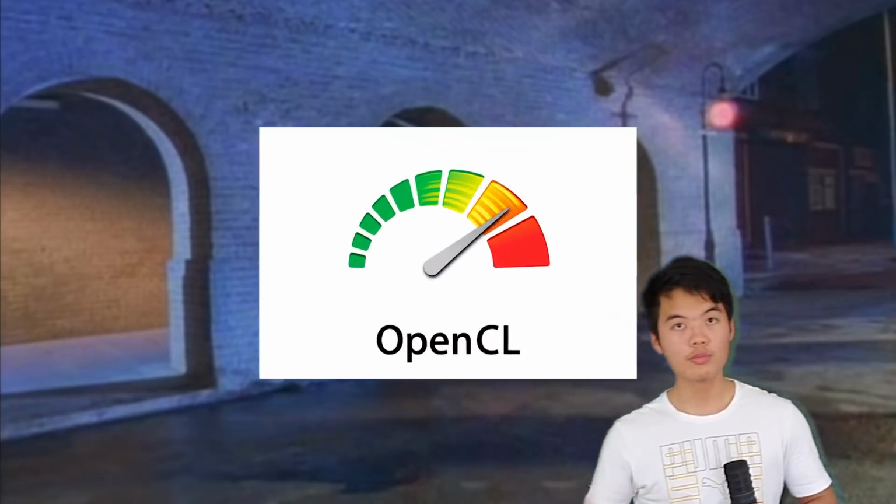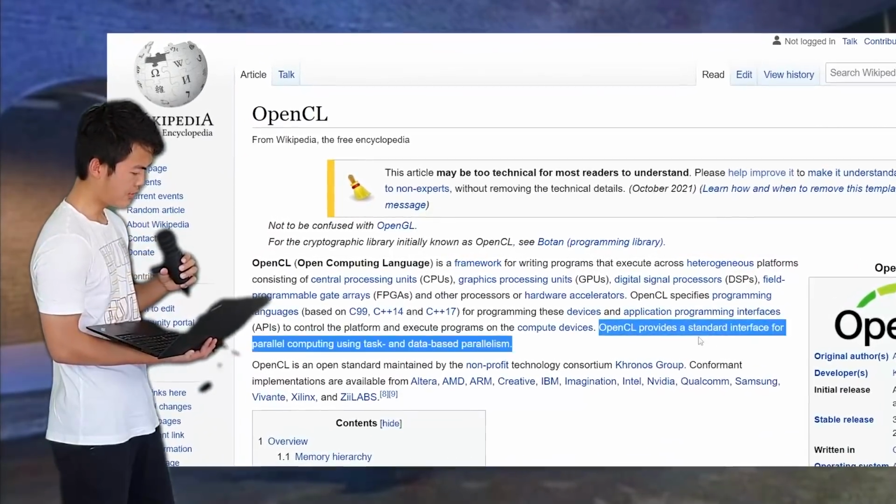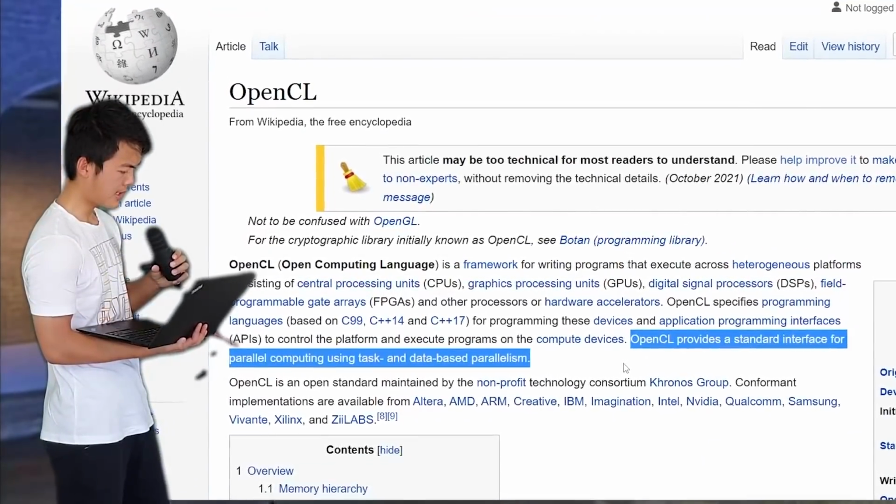We can do that in OpenCL because OpenCL provides a standard interface for parallel computing using task and data parallelism. I don't know what that means. I'm just doing it so I can put big words on my resume so I can hopefully eventually get a job.